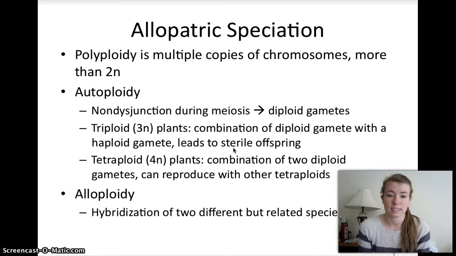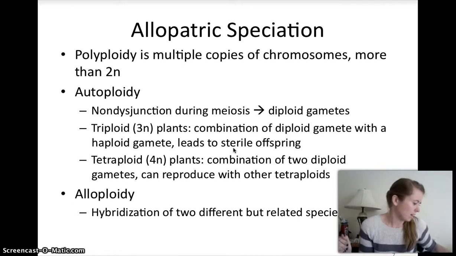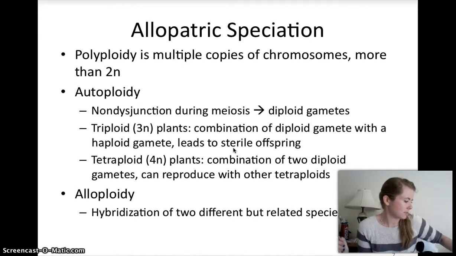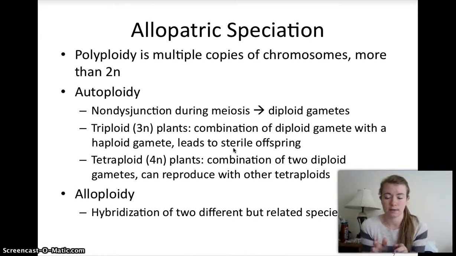The first kind of this is called autoploidy. Auto means with yourself, so think of it that way. Autoploidy comes from non-disjunction during meiosis, which, remember, means that the homologous chromosomes don't get pulled apart during anaphase 1 of meiosis. So instead they both go into one gamete. If that were to happen with all of them, then suddenly all of the chromosomes are in one gamete and another gamete has none. This is in figure 10.10 in your textbook, which shows non-disjunction if you're confused about that.